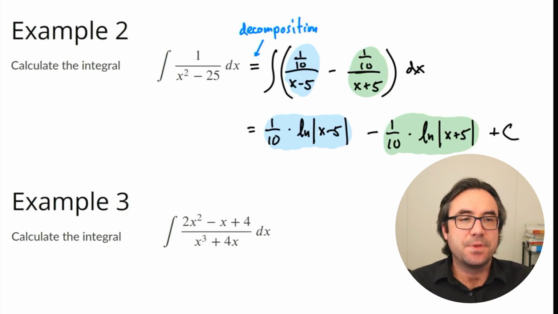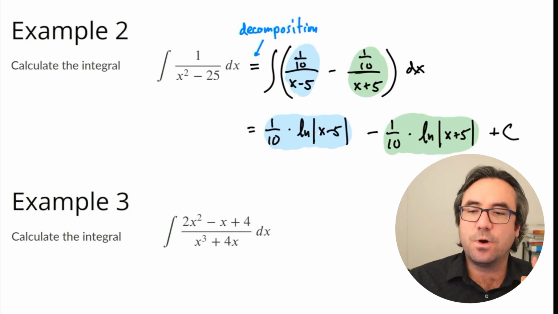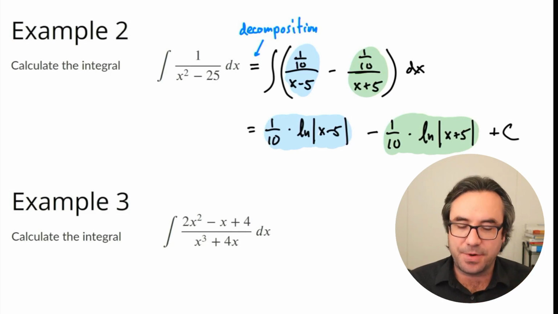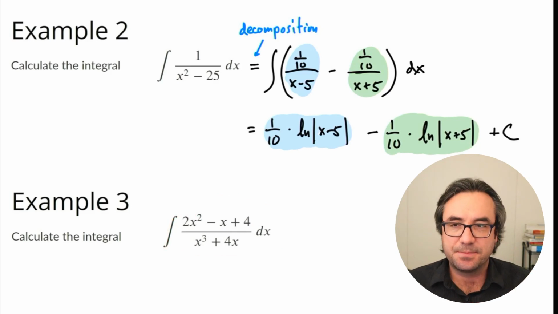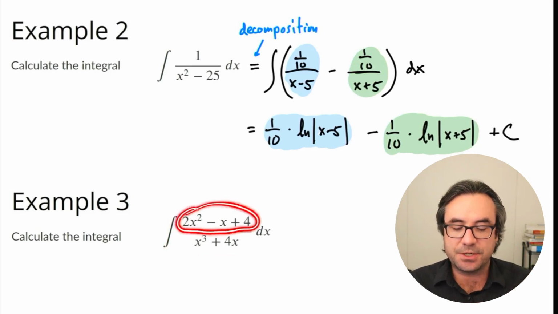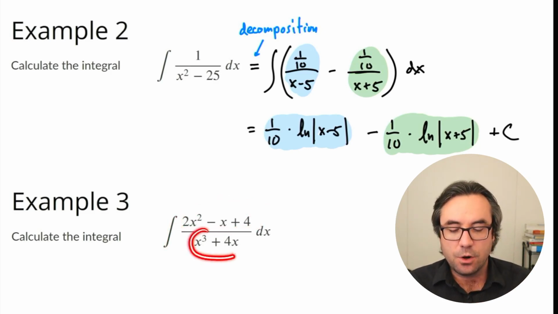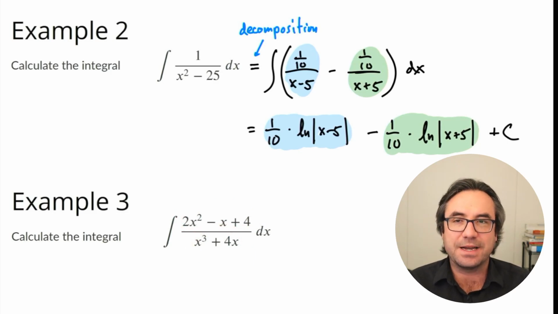All right, so these partial fractions really make it nice to finish off the integration. Let's try one more, example 3. So this is also one we did in class. So we had this rational function 2x squared minus x plus 4 over x cubed plus 4x.